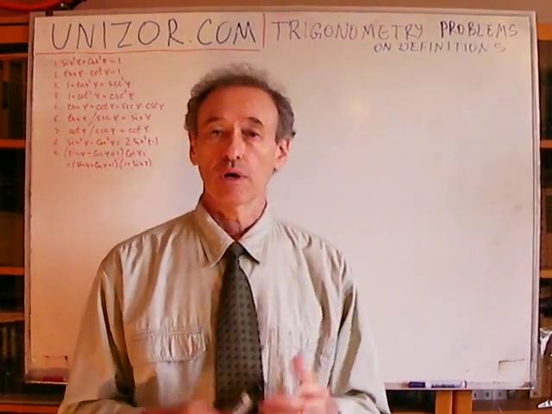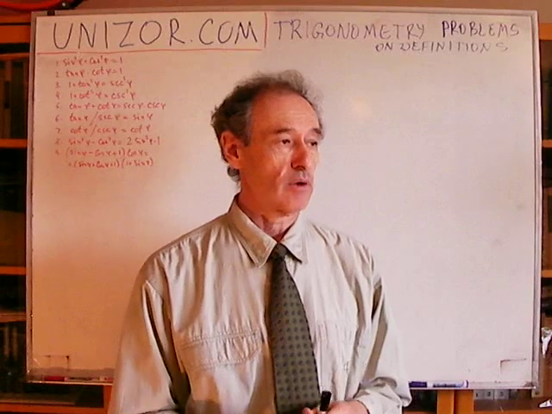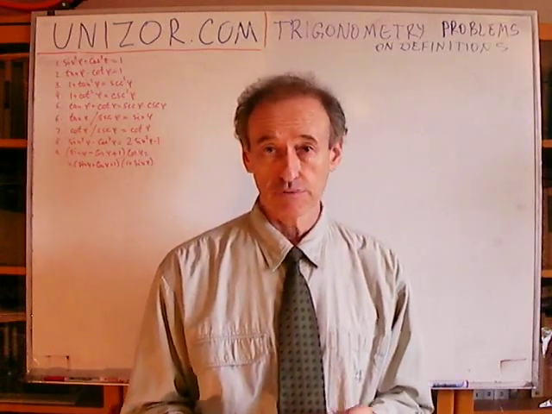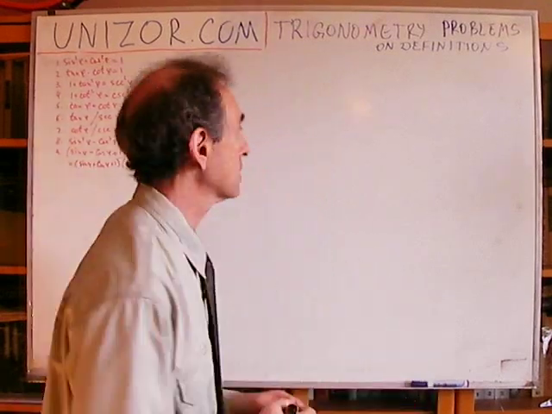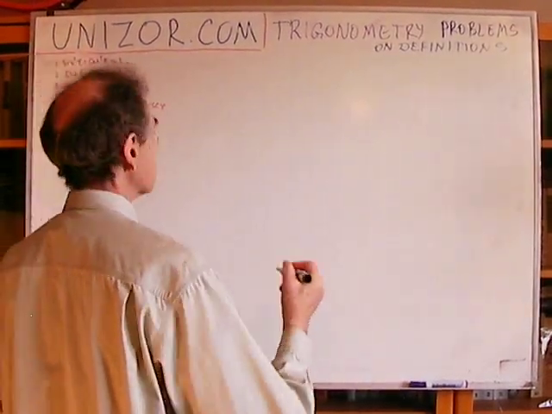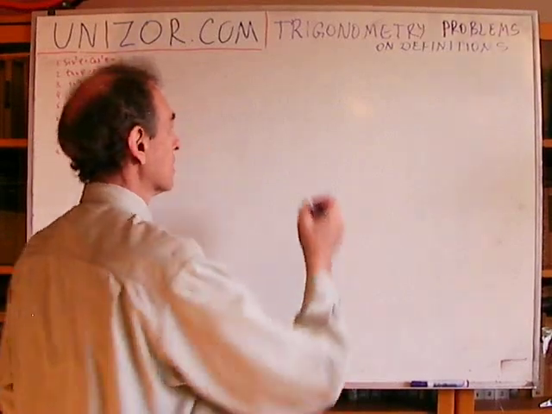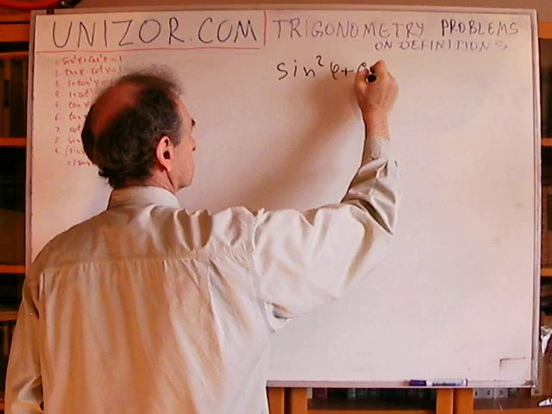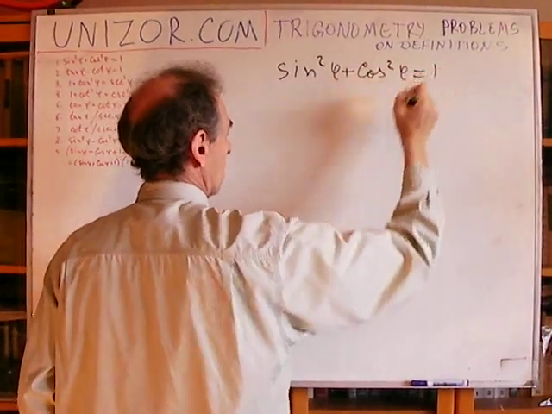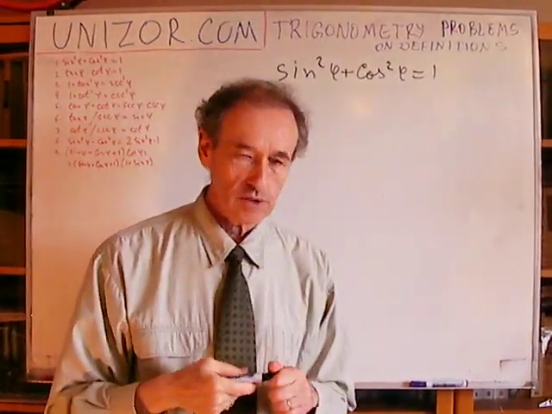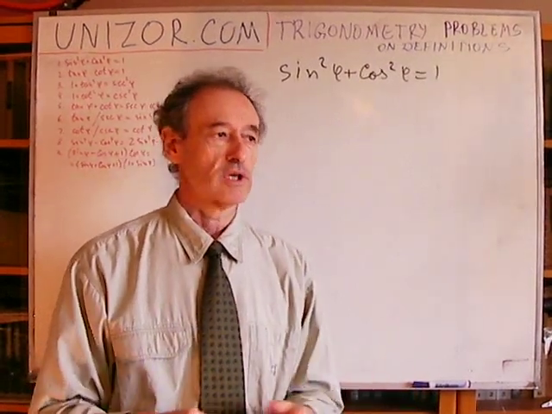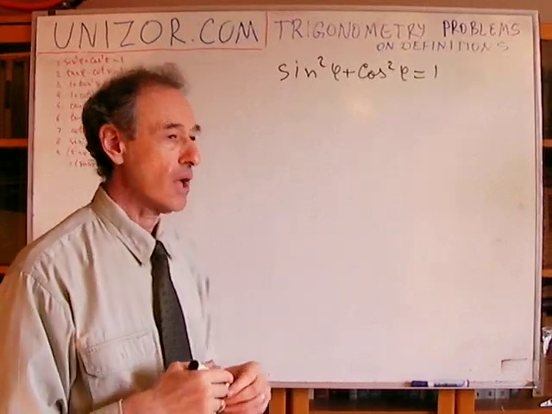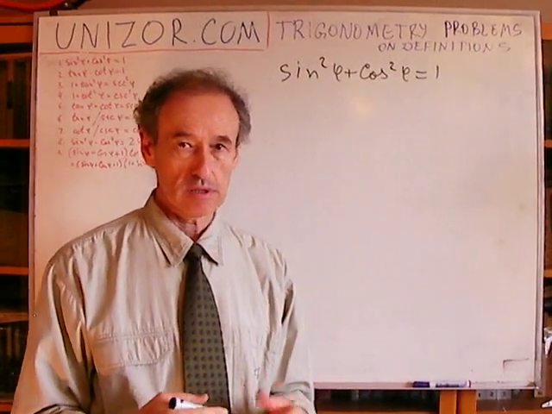Anyway, I will consider these problems right now. And again, they are only based on the definitions of trigonometric functions. All right, so let's just do it one by one. First, and probably the most famous trigonometric problem is this. Now, this is an identity or equality which is true for any angle. Now, how can we prove that this is true?